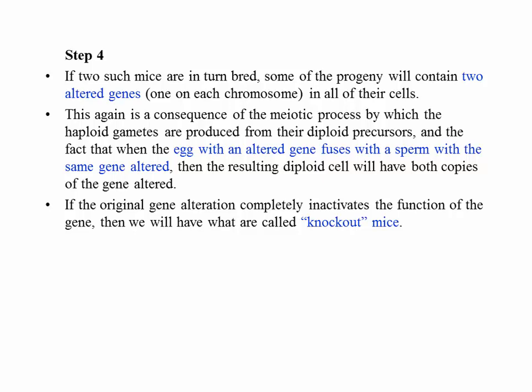This again is a consequence of the meiotic process by which the haploid gametes are produced from their diploid precursors, and the fact that when the egg with an altered gene fuses with the sperm with the same gene altered, then the resulting diploid cell will have both copies of the gene altered, right. And if the original gene alteration completely inactivates the function of the gene, then we will have what are called knockout mice, right. You're doing a gene knockout. You knocked out the gene for let's say insulin or something like that, right.